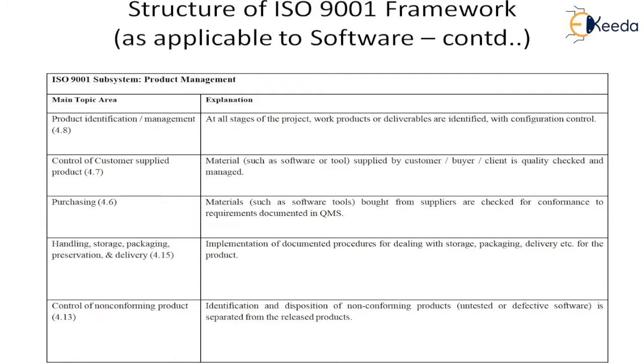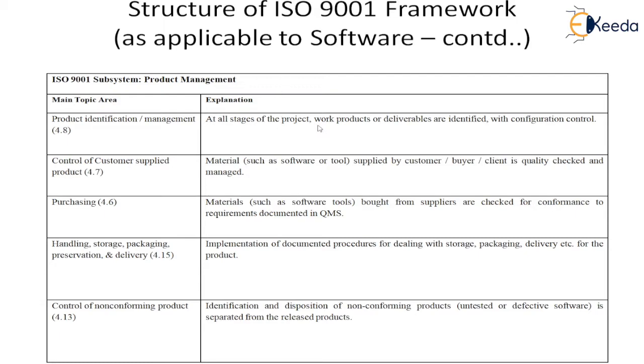Then you have the product management. Under product management, we have product identification and management. We have control of customer supplied product. Then purchasing, which is vendor supplied products or materials. We have handling, storage, packaging, preservation, the method of deliveries, and control of non-conforming products. So if something is produced, how it is disposed. If it is non-conforming, how we separate it from the released products, and how it is identified.